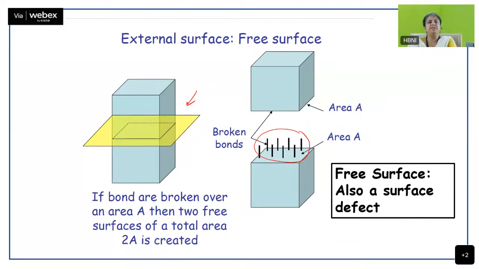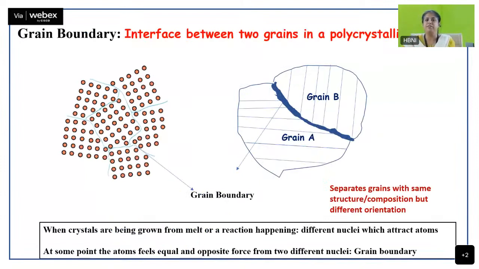So the very first defect that we learned about is that the free surface of the crystallite or crystal is in itself a two-dimensional defect. Grain boundary. All of us have heard about grain boundary. What is a grain boundary? If I'm talking about a polycrystalline material, most of the things that you see around you, whether it is sand or a piece of iron or anything, all of them are polycrystalline. So the interface between two grains in a polycrystalline material is called a grain boundary.